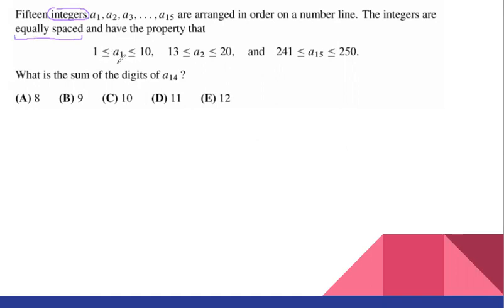Okay, and then A1 is something between 1 and 10 inclusive, and A2 is between 13 and 20, and A15 is between 241 and 250. So we have a range of like 10 integers for A1, and then some numbers for A2 and stuff like that. And then we'd like to find A14.